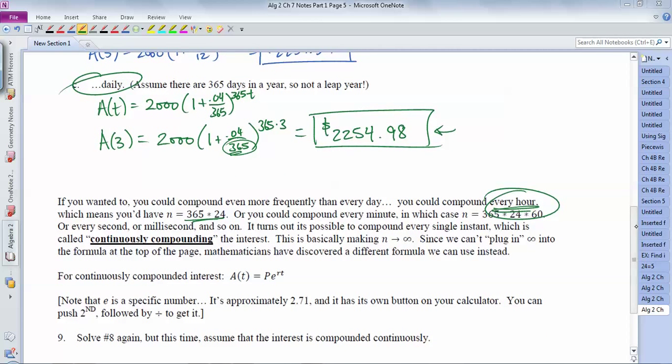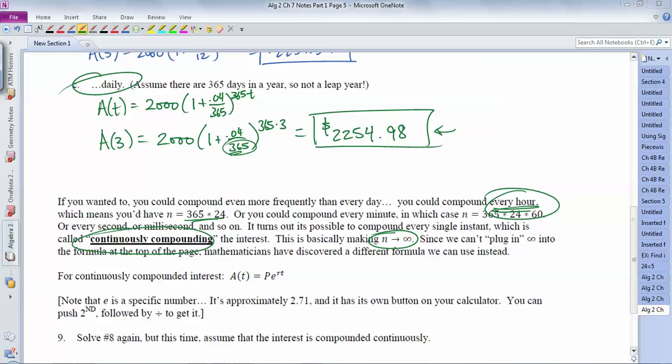So the idea is that at some point you could compound every single instant all year long. And that's called continuously compounding, right? You can't even count how many times you compound. The idea is that it approaches infinity. So that's this idea. You make n get bigger and bigger and bigger. But there's no way of plugging that into a calculator. You can't just plug in infinity. Well, it turns out that mathematicians have figured out a different way of doing this.